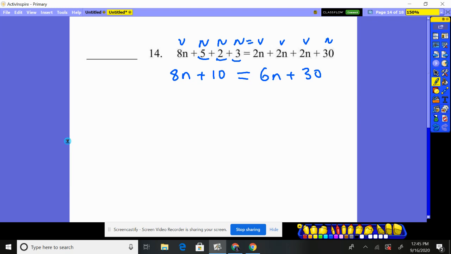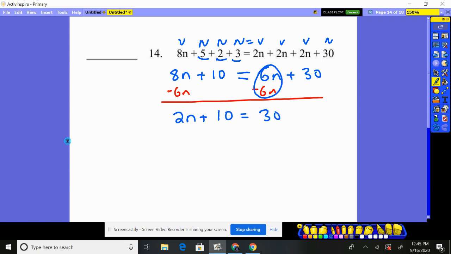So now I'm going to move the smaller variable over, in this case 6n. That'll give me 2n plus the number 10 equals, that goes away, 30. I now want to move my number over to be with the other number. So it makes sense to move this 10 over that side. So I'm going to get rid of it by subtracting 10 from both sides of the equation.